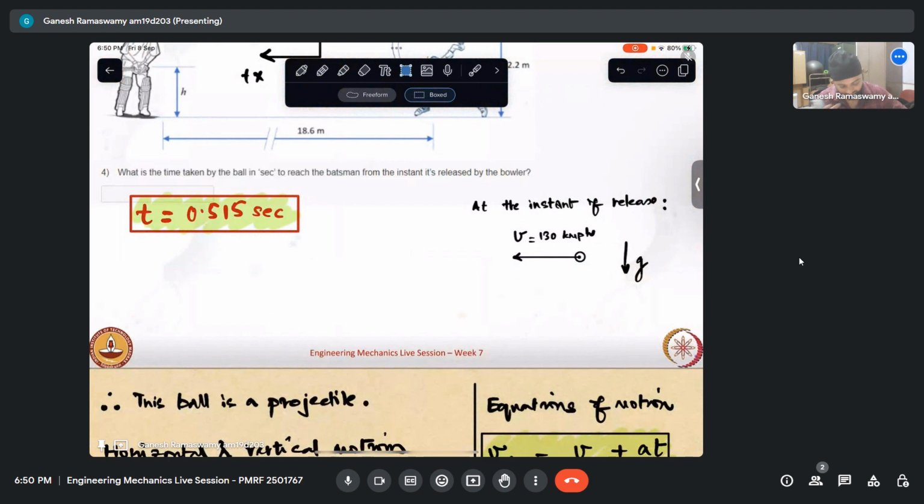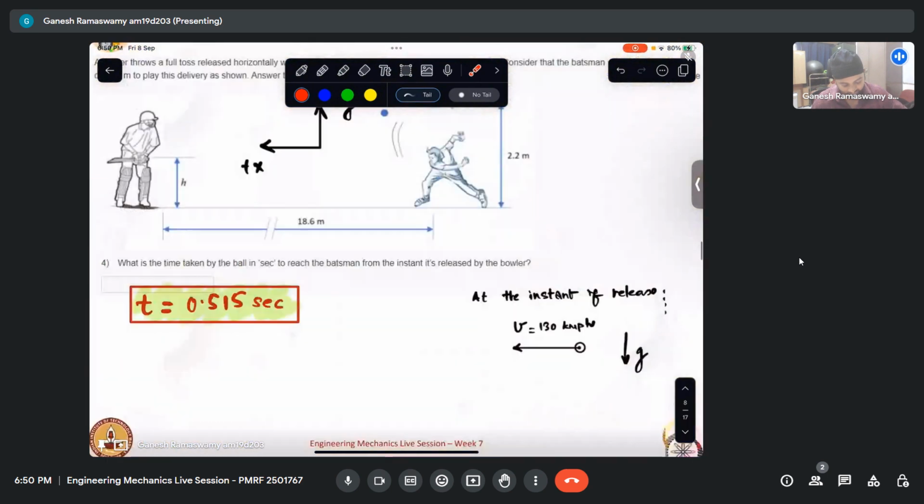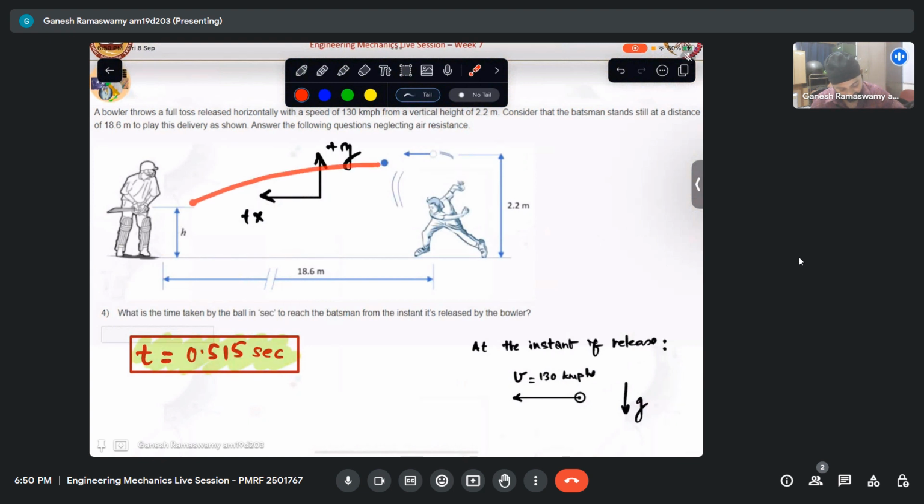Okay. So let us look at the next question. What is the height h in meters from the ground at which the ball is thrown would pass the batsman? So essentially what they're asking is, this ball would have traversed like that when it is hit. So this is the distance that the projectile would have moved, and this is the distance h. So this is the path. Let me draw the path in some other color. So this is essentially the path taken by the projectile, something like that.